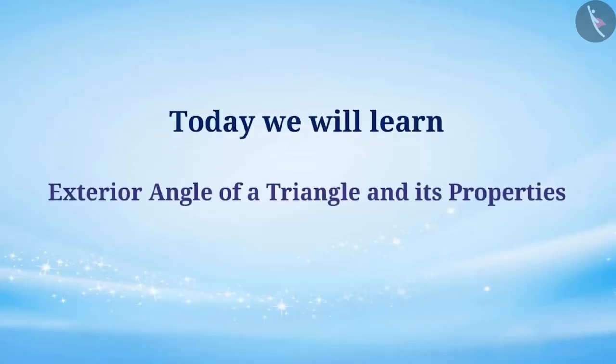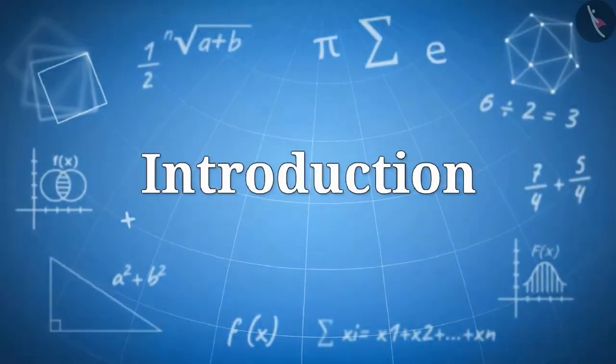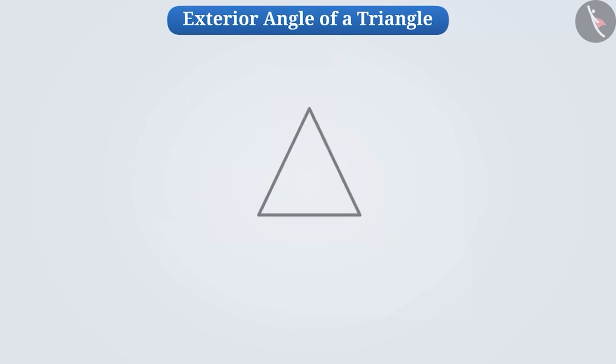Today we will learn about the exterior angle of a triangle and its properties. A triangle is a polygon with three sides, such as triangle PQR.